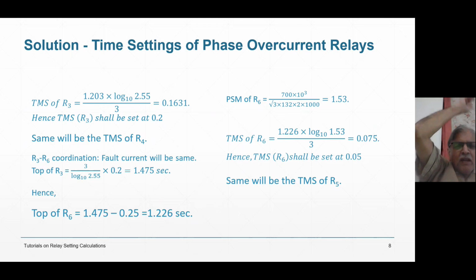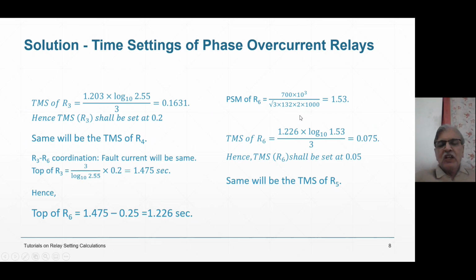For R3, my PSM is also the same, 2.55. But my TMS is not 0.1631, which is calculated. I have set it at 0.2. So the actual time of operation is 1.475 seconds. Top of R6 is 1.475 minus 0.25, which is 1.226, right? Try to understand.